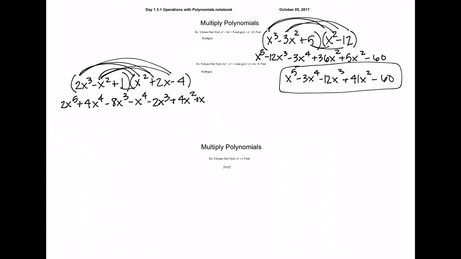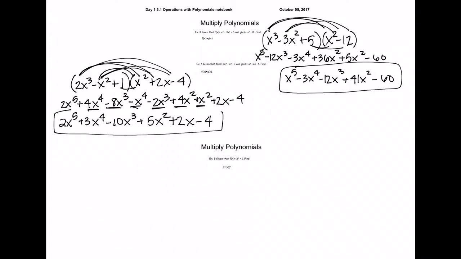1 times x squared is x squared. 1 times 2x is 2x. And 1 times negative 4 is negative 4. We then need to combine our like terms. 2x to the 5th power. 4x to the 4th minus x to the 4th is 3x to the 4th. Negative 8x cubed minus 2 more x cubed is negative 10x cubed. 4x squared plus 1x squared is 5x squared plus 2x minus 4. And we just multiplied a trinomial by a trinomial.